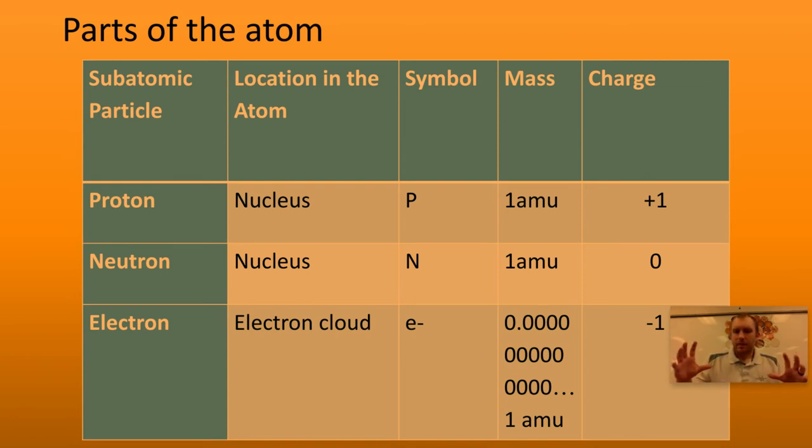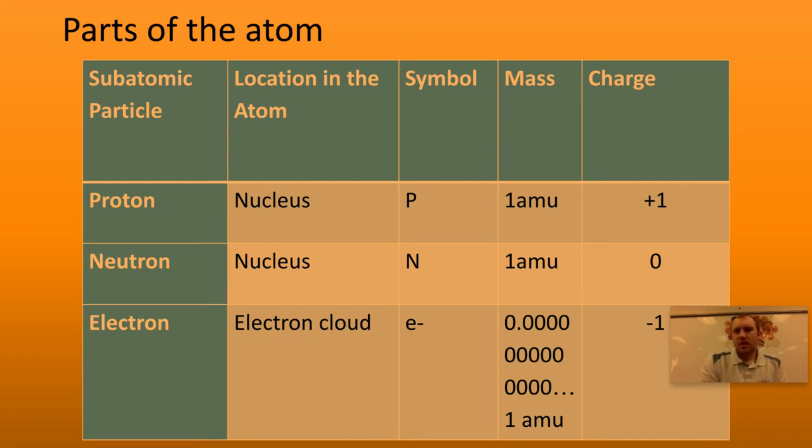Sometimes you can think of electrons as orbiting around like a planet, but that's not quite right. They more kind of randomly go around in a cloud around the nucleus. Symbols are always really straightforward: protons P, neutrons N, electrons E minus, always just to signify that it's negative.